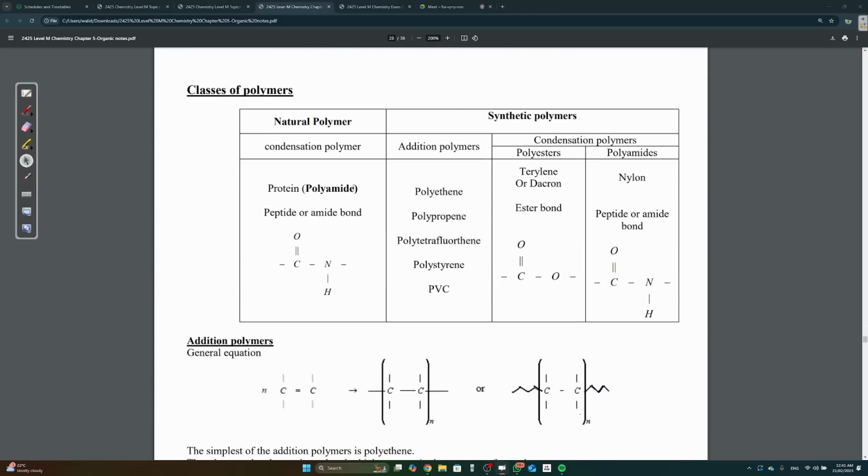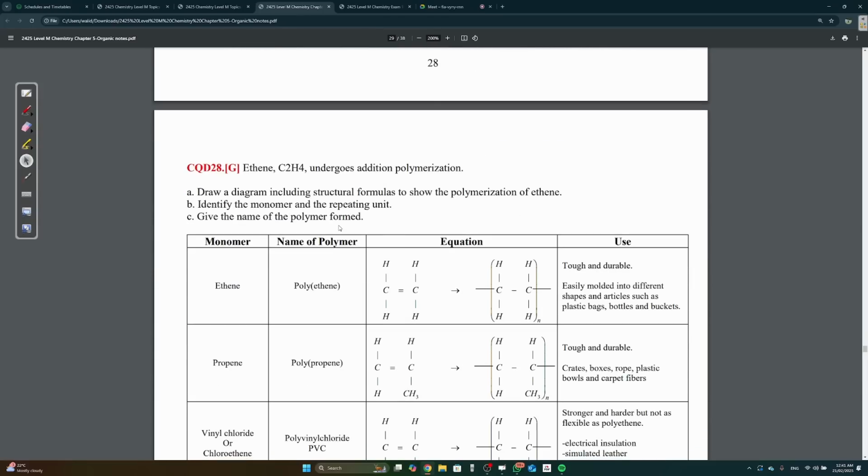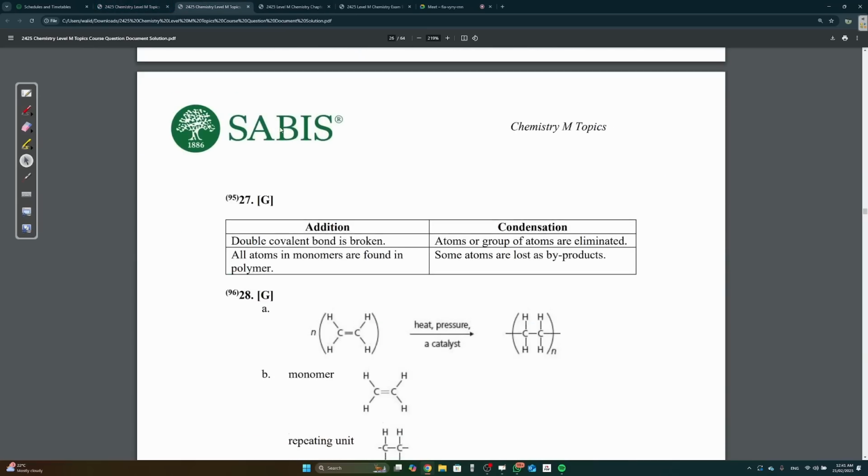Let's continue. These are just the classes of polymers, the synthetic and natural. The only natural one is the protein, peptide or amide bond. Ethene C2H4 undergoes polymerization. Draw a diagram including structural formulas to show the polymerization of ethene. I think I just drew it now before erasing it, but let's see.